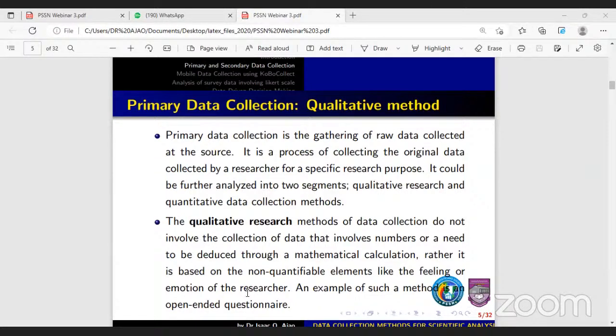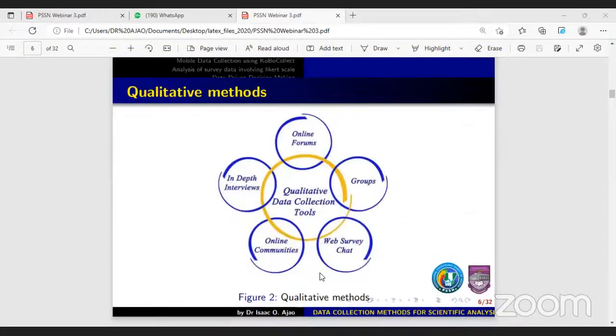It's qualitative. For you to know that somebody is male or female, we don't need to measure him or her. Just look at the person and say you are a male. An example of such a method is an open-ended questionnaire. Yes, we will talk about this later again. Open-ended questionnaire. Okay.